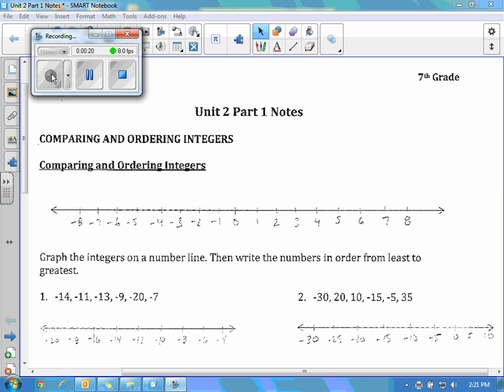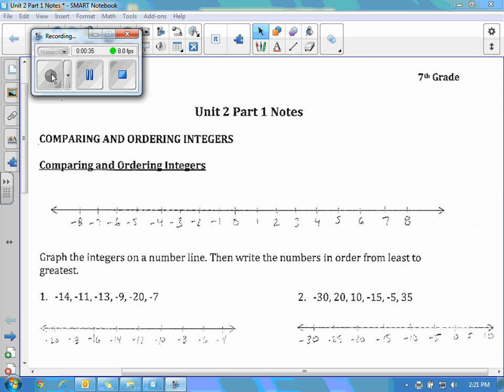So, I apologize in advance for these notes. Some of these numbers and number lines I have to draw with a pencil, so it's not going to show up too well on the screen. You should be able to read it pretty well on your note page.